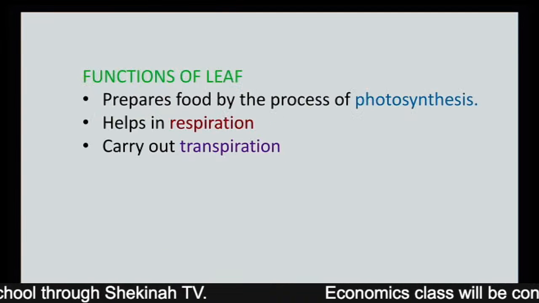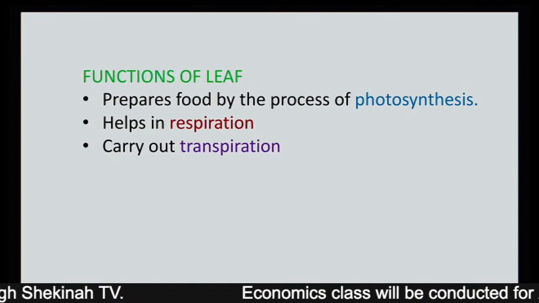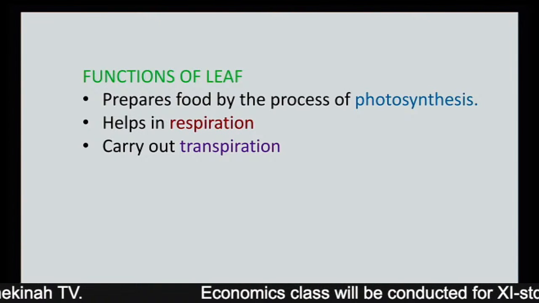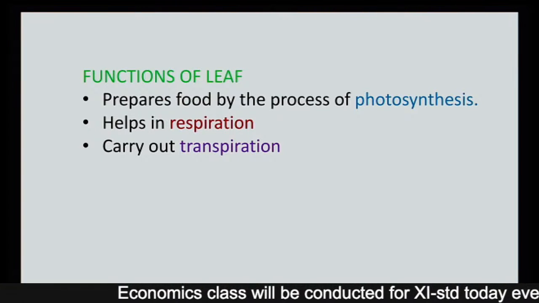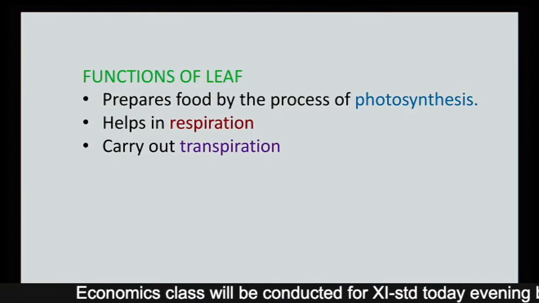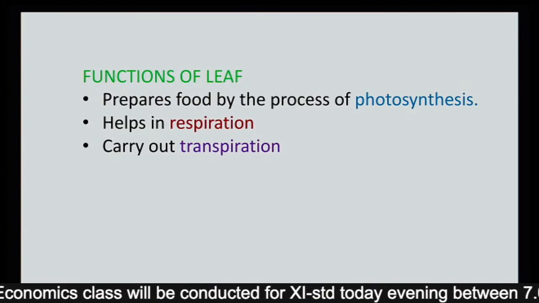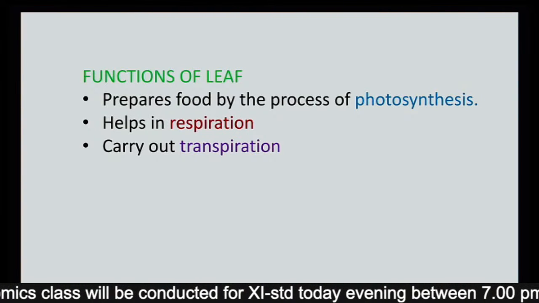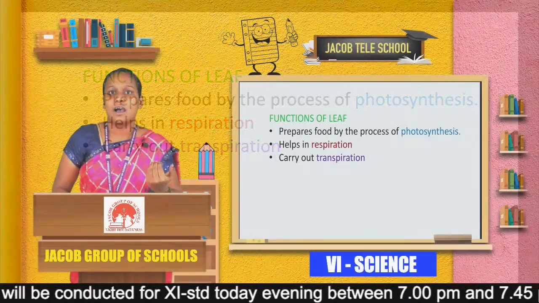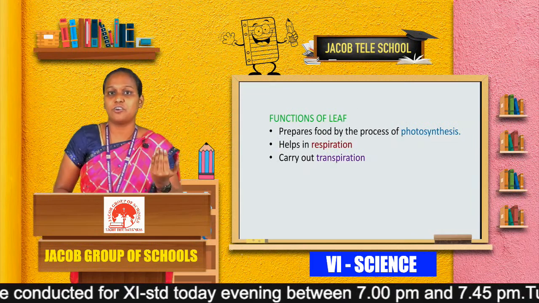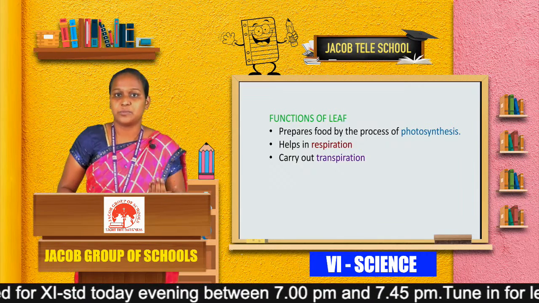Next, what are the functions of a leaf? First one, it prepares food by a process called photosynthesis. This is the main function of the leaf. Next one, it helps in respiration. Leaves absorb carbon dioxide from the atmosphere and release oxygen. This exchange of gases is called respiration. So the leaf helps in the respiration process.